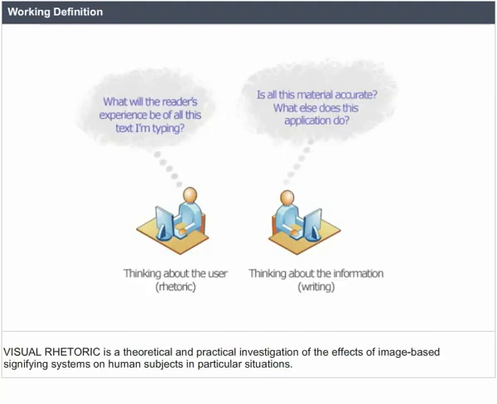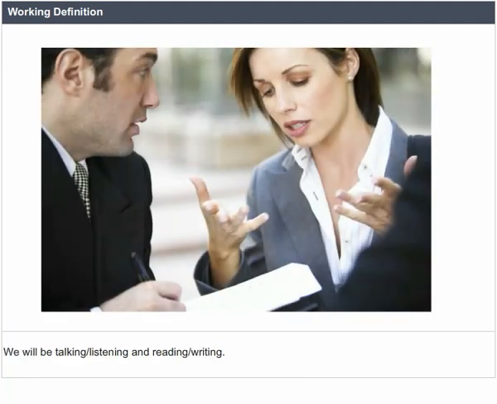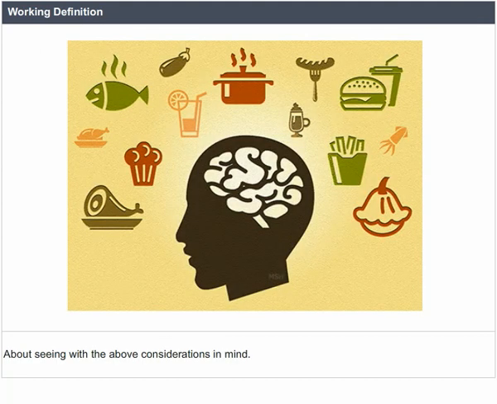Working definition. Visual rhetoric is a theoretical and practical investigation of the effects of image-based signifying systems on human subjects in particular situations. We will be talking or listening and reading or writing about seeing with the above considerations in mind.